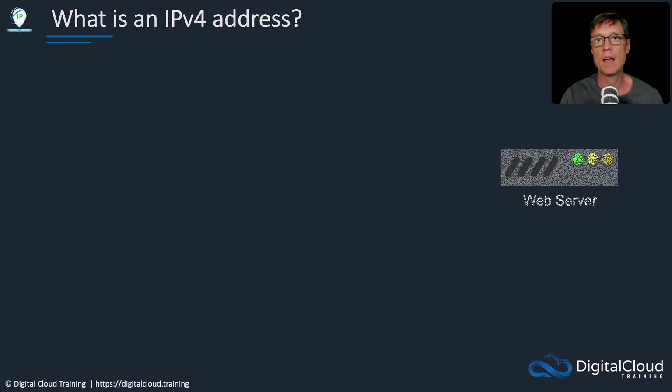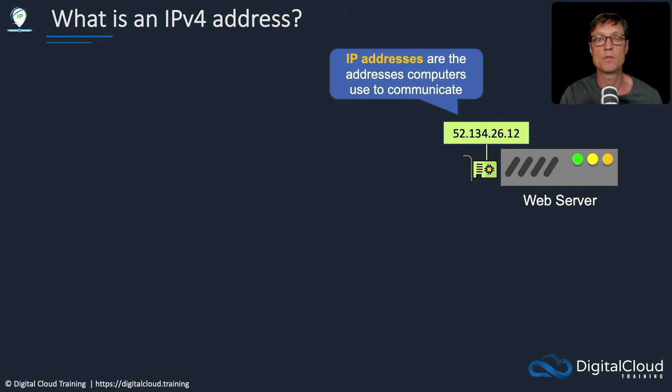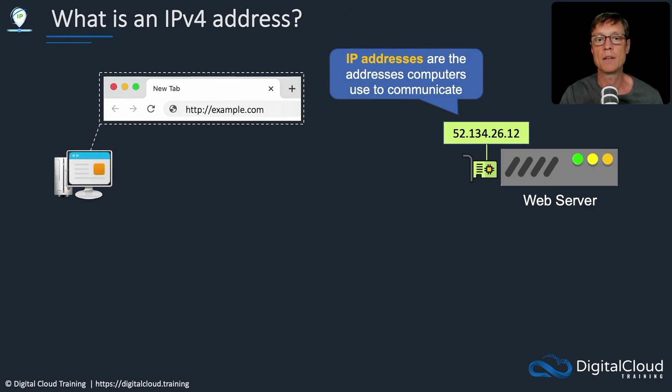Now, let's say we have a web server on the internet, and you want to communicate with that web server. Now, the web server is likely to have some kind of network interface, and attached to that network interface will be an IP address. And this is going to be a public IP address in this case because the web server is available via the internet. IP addresses are the addresses that computers use to communicate with each other. So you've got your computer at home and you've got a web browser open, and you type in example.com, the address of our web server.